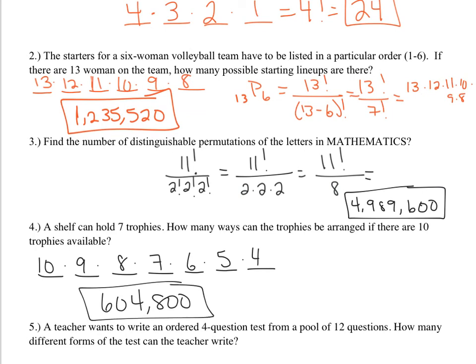Or you can use the formula for permutations. You have 10 trophies to choose from, so that's your N value. You have to choose 7 of them for the shelf, and then you would plug that in the formula as 10 factorial, that's the N value, divided by 10 minus 7 factorial. Again, you can just type this in the calculator, and that'll give you the answer right away.